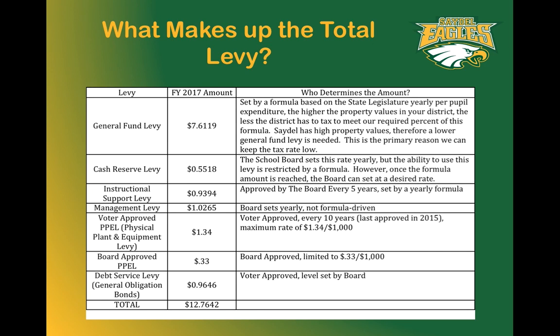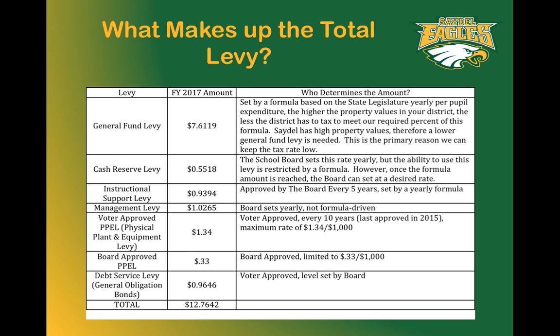The next levy is the cash reserve levy. This levy is intended to support programs that are not fully funded by the state. We cannot levy this tax until we meet a set formula. However, after that formula is met, the board can set the rate as it sees fit. The next levy is the instructional support levy. This is approved by the board every 5 years and is set by a yearly formula. The management levy is intended to provide insurance needs to the district outside of employee health insurance. Employee health insurance is covered by the general fund levy.